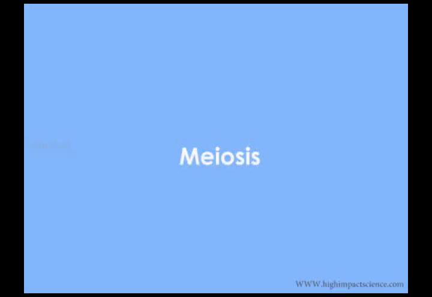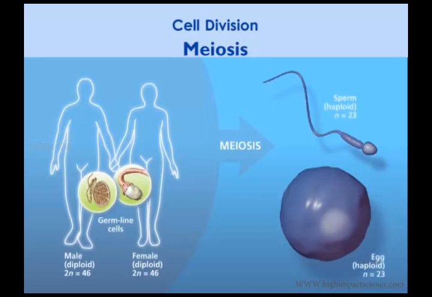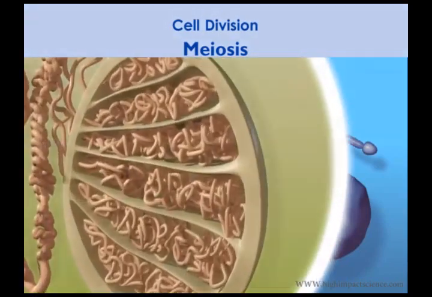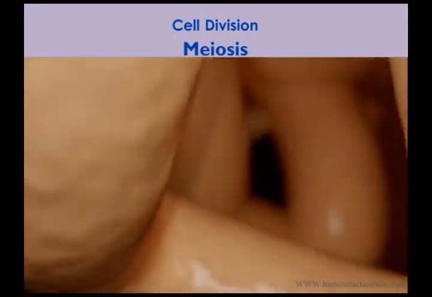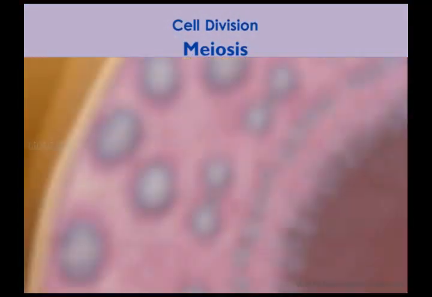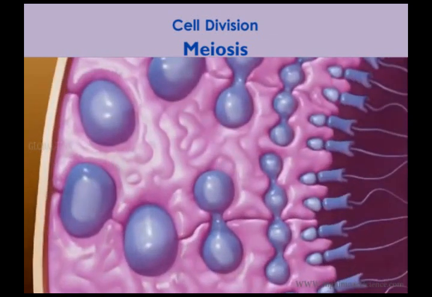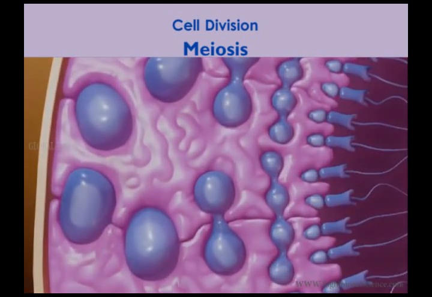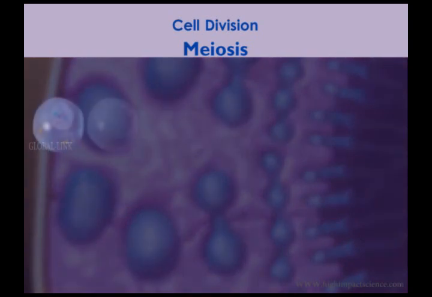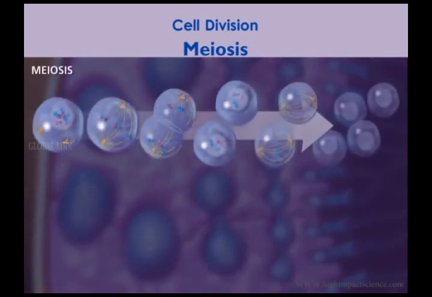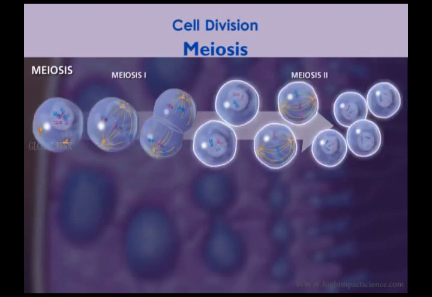Next is meiosis. Meiosis is a type of cell division in which haploid cells are produced from a diploid cell. It occurs in special cells called germ cells within the gonads of males and females and generates the male and female gametes for reproduction. In order to reduce the chromosome number by half, two successive rounds of division are required. These divisions are called meiosis I and meiosis II.